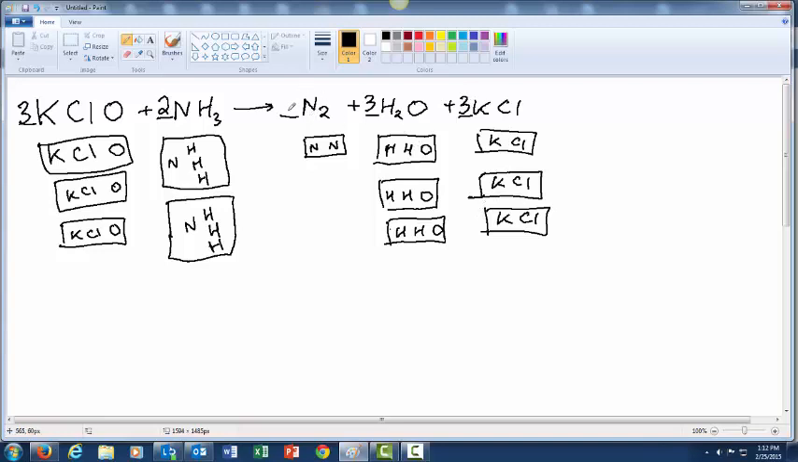Now in front of the N2 we could put a 1 if we wanted, but generally if there is only one of these, we don't usually put anything in front of it.